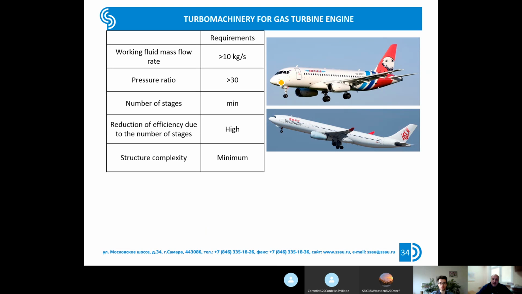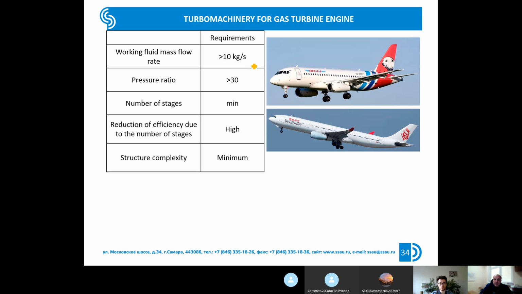Let's try to find out which type of turbomachinery is better for a gas turbine engine, for example, for aircraft. Before we choose the type of turbomachinery, let's find the requirements which are typical for the gas turbine engine, for example, for a civil aircraft. What requirements are typical for a gas turbine engine for a civil aircraft?